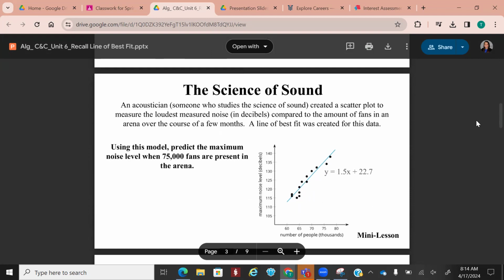So the science of sound. I don't know how to pronounce this, an acousticist. Okay, the person who studies the science of sound created a scatter plot to measure the loudest measured noise compared to the amount of fans in an arena over the course of a few months. A line of best fit was created. Using this model, predict the maximum noise level when 75,000 fans are present in the arena. So how do we solve this? What are we going to do?